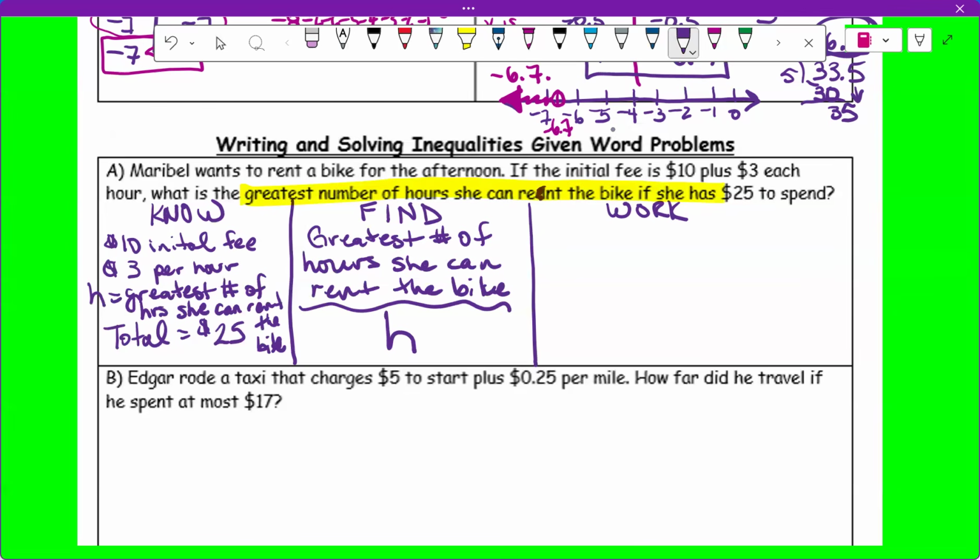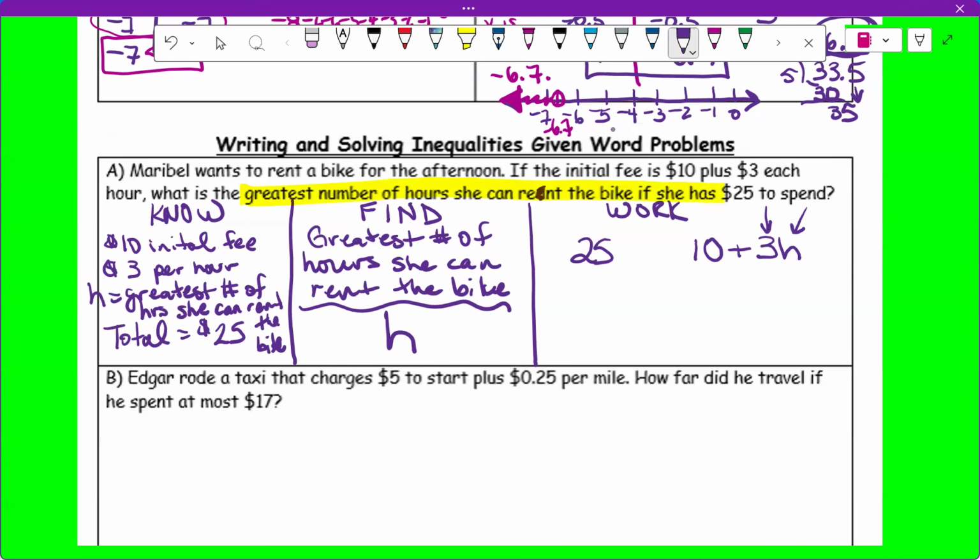Okay. So same as before, our total goes on one side. Our initial fee is not changing, so that's our constant. And we have to add on the cost per hour, and it's $3 per hour. So this is the cost per hour, and this is number of hours. The tricky part is to figure out what direction the inequality symbol goes. So she has $25. Can she spend less than $25? Yes. Can she spend equal to exactly $25? Yes. Could she spend more than $25? No, because she doesn't have more than $25.